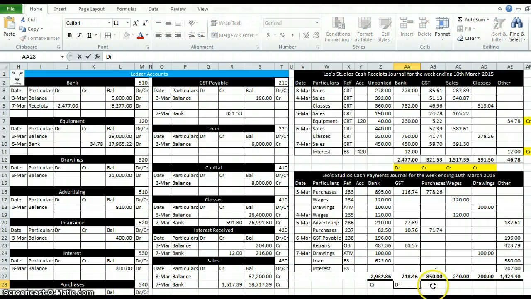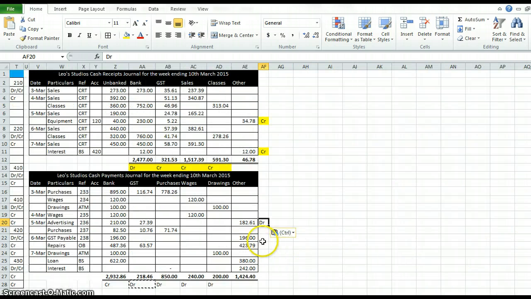All the rest will be debit, so we type DR, copy that, and paste them everywhere else. Paste, paste, paste, not under the other column, but we do it separately for each other amount. Paste, paste, paste, paste, and paste. Good.